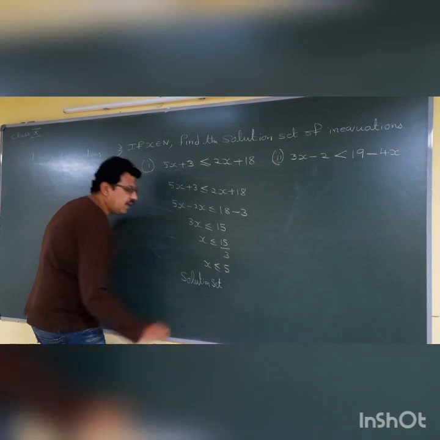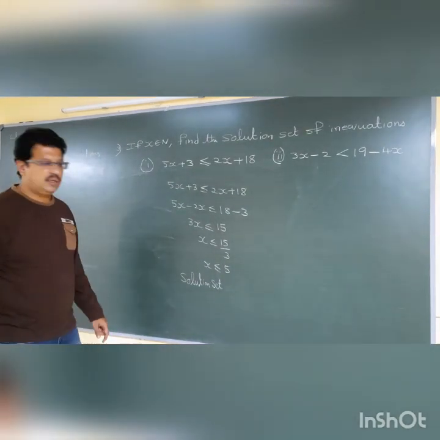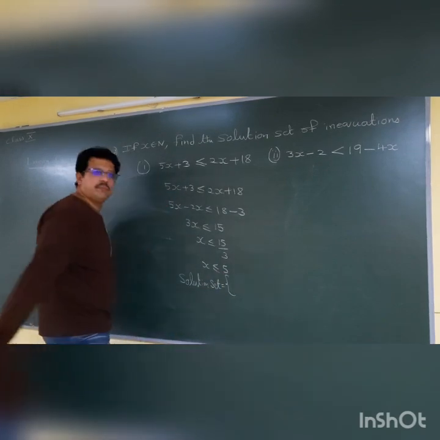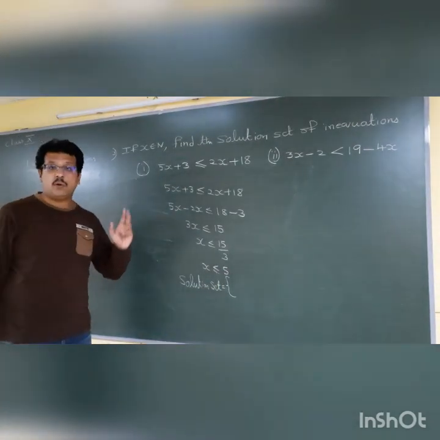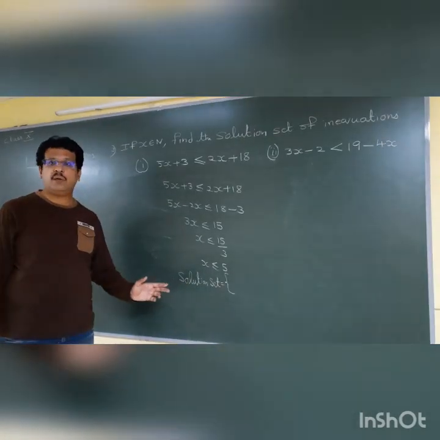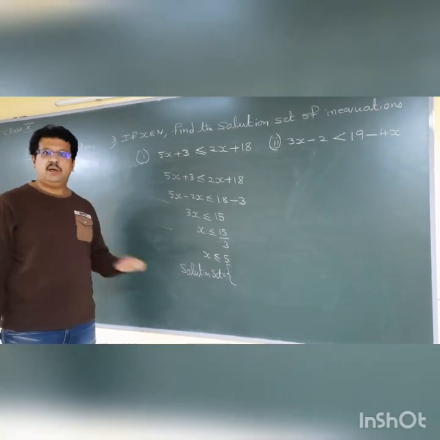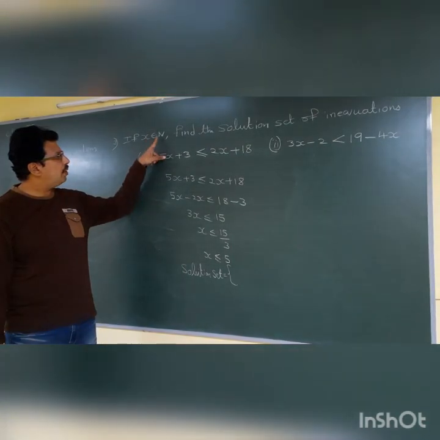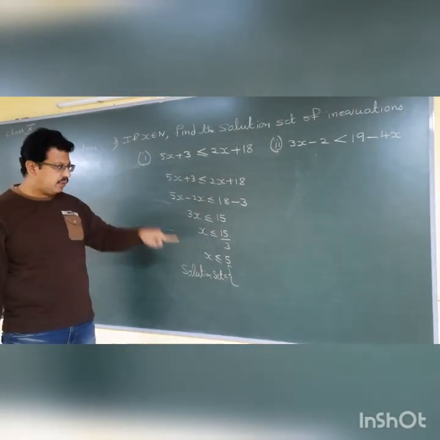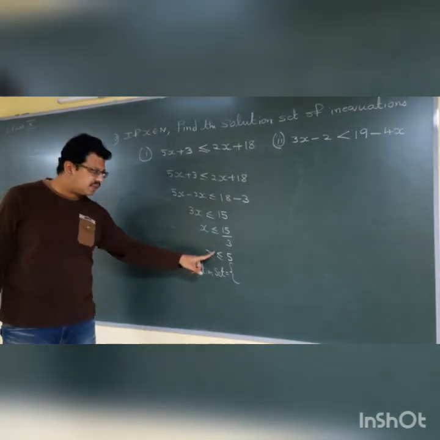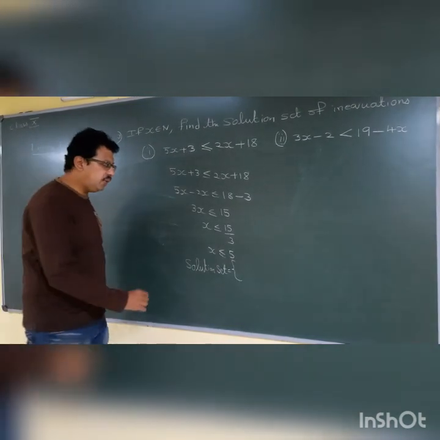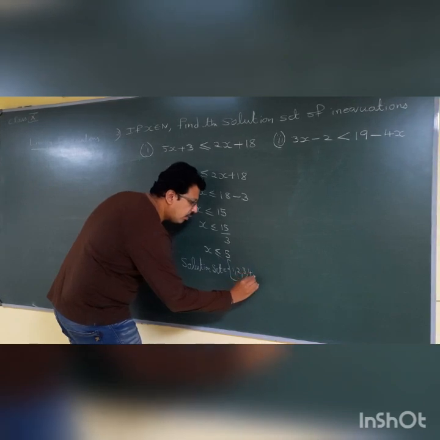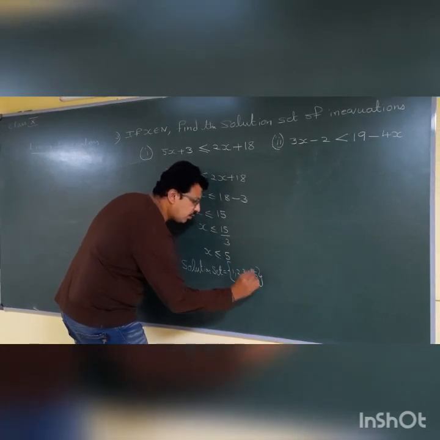So what is the solution set, children? We can write this in the roster form, because there are two forms of writing. One is the roster form and the second one is the set builder form. The set builder form I will teach you later on. For this particular problem, since it is natural numbers, we have to write in the roster form. x ≤ 5 means we need to write 1, 2, 3, 4, 5, and you have to close the bracket, children.